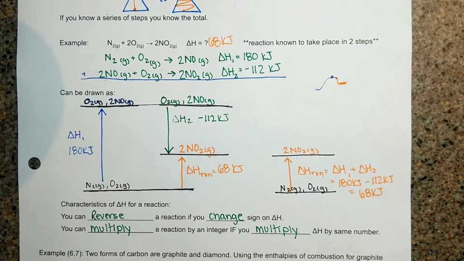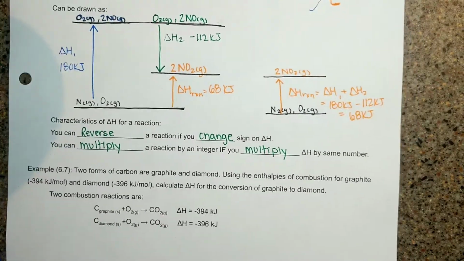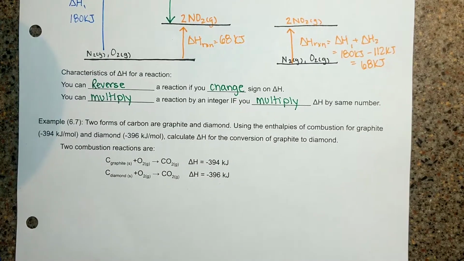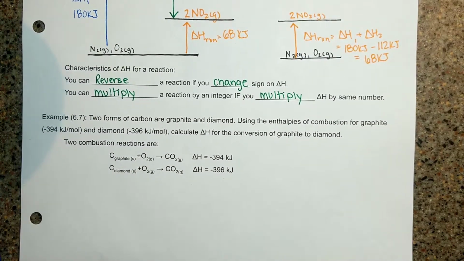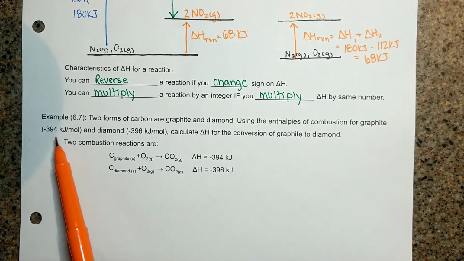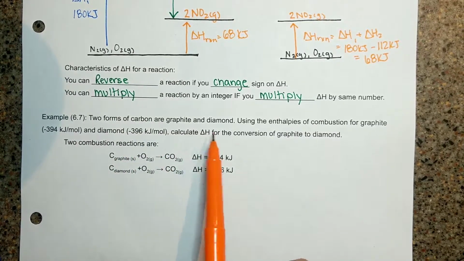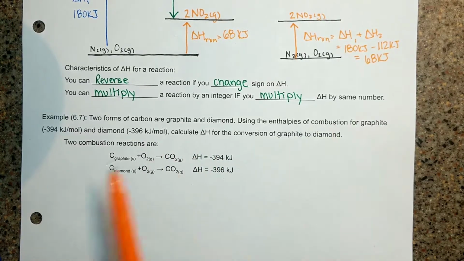Looking more closely at delta H, I can reverse my sign on delta H if I need to reverse my reaction. And I can multiply a reaction by an integer so long as I multiply my delta H by the same number. So if we go through an example here, I have two forms of carbon, which are graphite and diamond. Using the enthalpies of combustion for graphite, which is negative 394 kilojoules per mole, and diamond, which is negative 396 kilojoules per mole, I want to calculate delta H for the conversion of graphite to diamond.